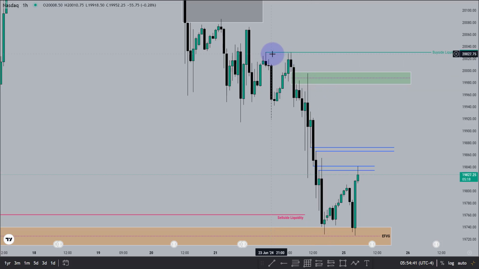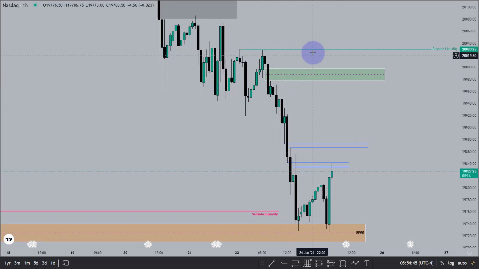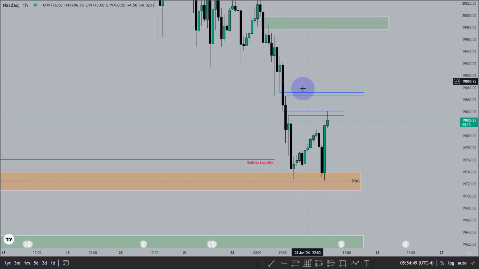So I have this clean buy side liquidity over here. Below this buy side liquidity, I have this last fair value gap from the hourly chart, and to that specifically, I have these two fair value gaps.